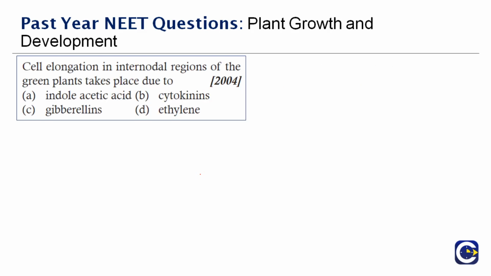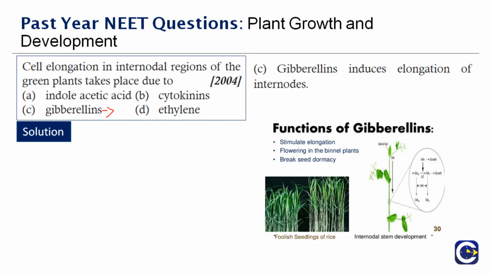Next question here. Cell elongation in tendril regions of the green plants takes place due to dash. Again, this is a very easy question for you. We already discussed cell elongation. The major role for cell elongation is carried out with the help of gibberellins. Gibberellins induce the elongation of internodes, and that is why it promotes cell elongation. Therefore, the correct answer is option C.